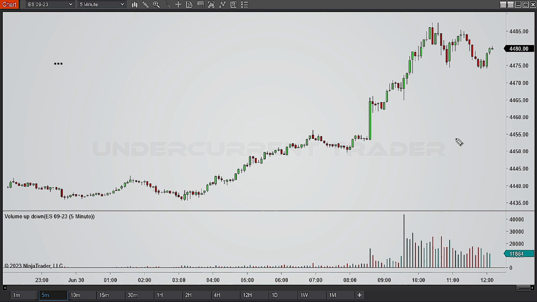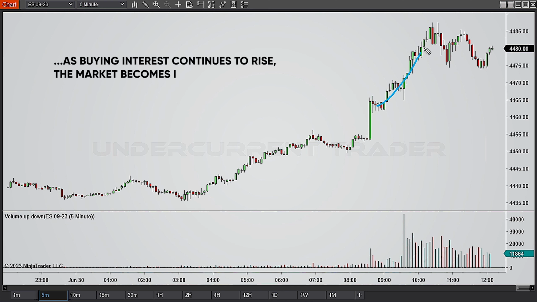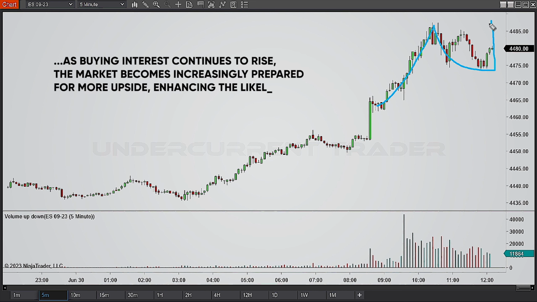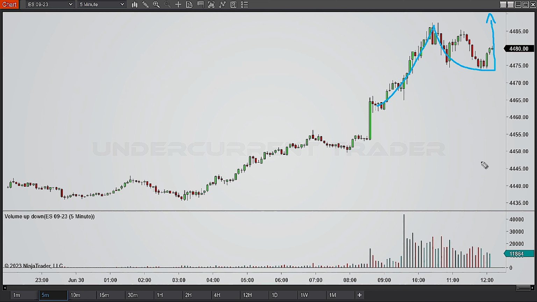In other words, as buying interest continues to rise, the market becomes increasingly prepared for more upside, enhancing this way the likelihood of higher prints. It's also important to note here that the formation of higher lows during accumulation phases is not just unique to this particular trade scenario of mine, but is actually a tried and tested pattern that I have observed across various markets, particularly in futures trading, with I think a decent to high rate of success.